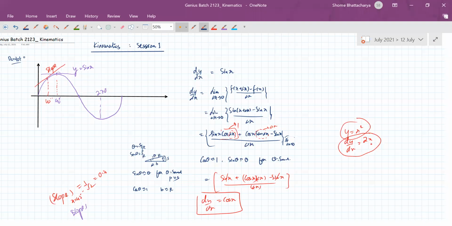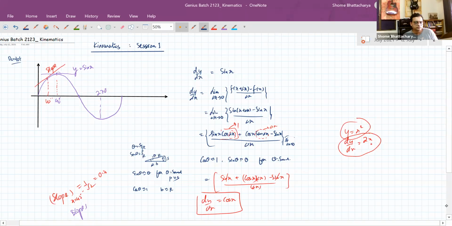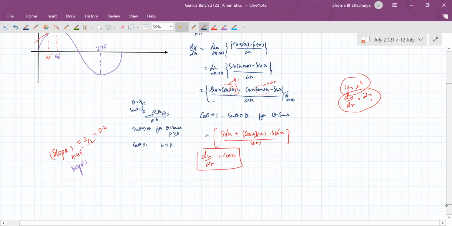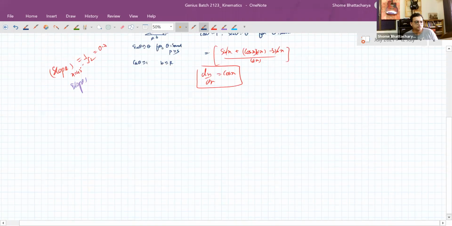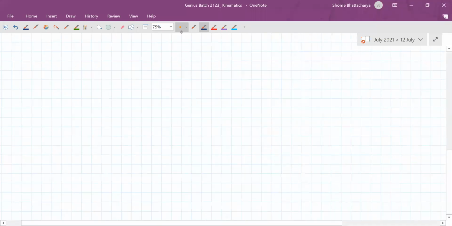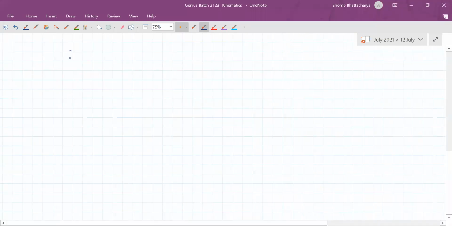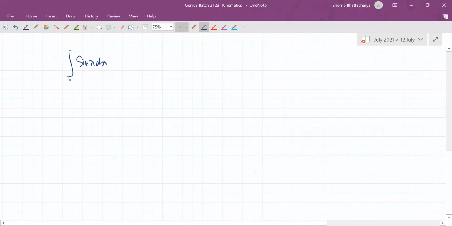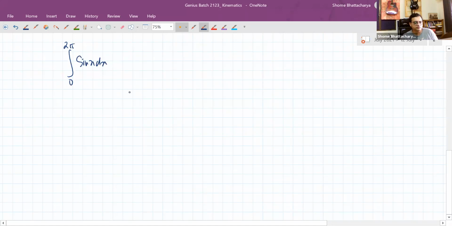Sir, in the last class you also gave homework, integration of sin x dx and integration of mod sin x dx. I have a doubt in that too. Tell me. Sir, integration of sin x dx with limits 0 and 2 pi. So you got minus cos x, no? So how much is the value finally coming after putting the limits?